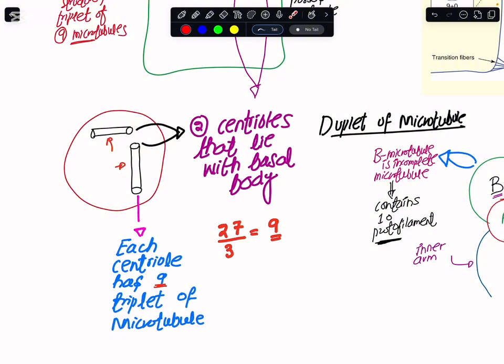Again, what I need to do is take a total of 27 microtubules. And these 27 microtubules that I have with me, I would convert them into a total of 9 triplets of microtubules. Those 9 triplets of microtubules would make one basal body. The other 9 triplets of microtubules would make another basal body.